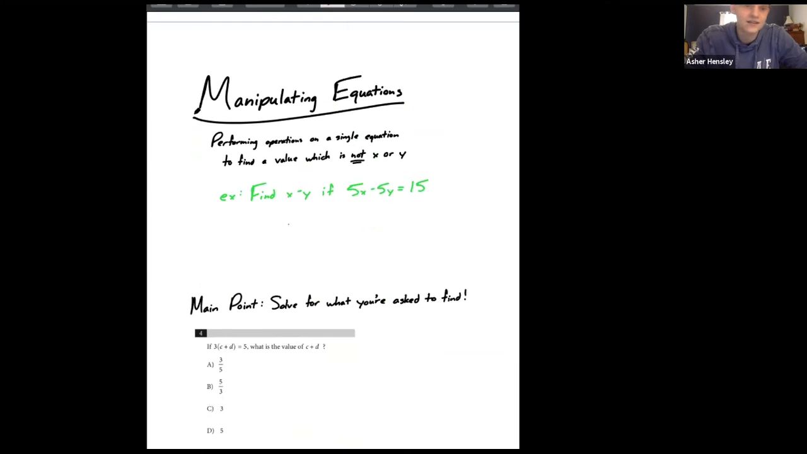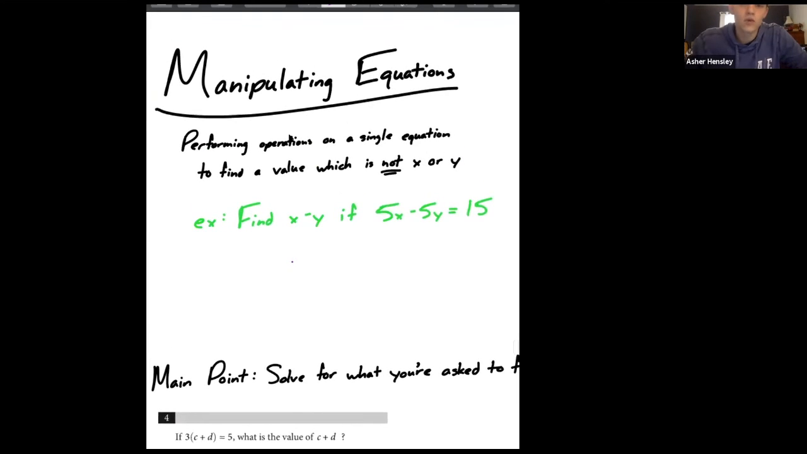Manipulating equations. This is actually pretty sick. We'll show you this real quickly. This is when we're performing operations on a single equation to find a value that is not x or y. So if we're not looking for x and we're not looking for y, but a specific value like x minus y or 3x minus 2y, that's our first sign that we can probably manipulate the equation to give us what we want, right?